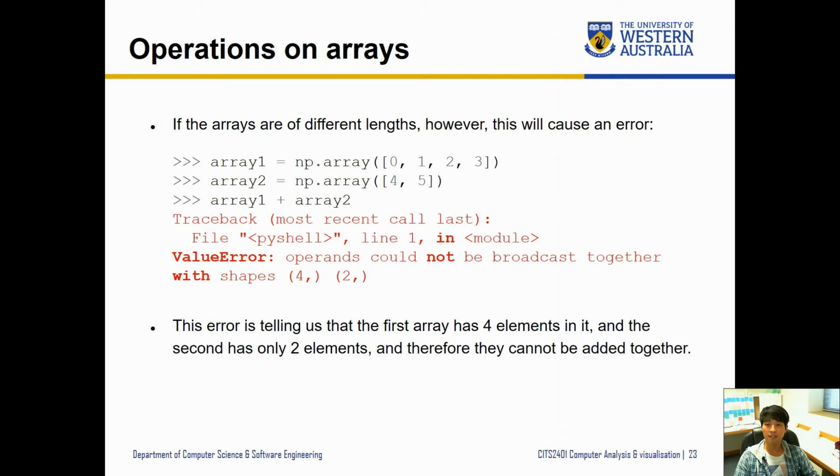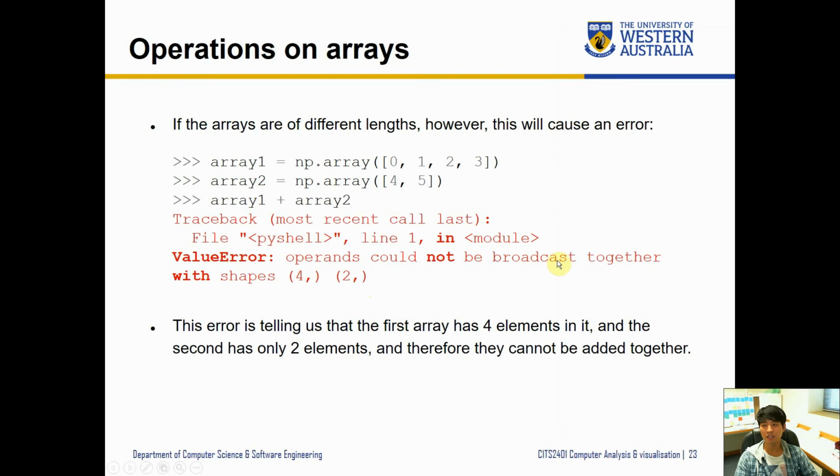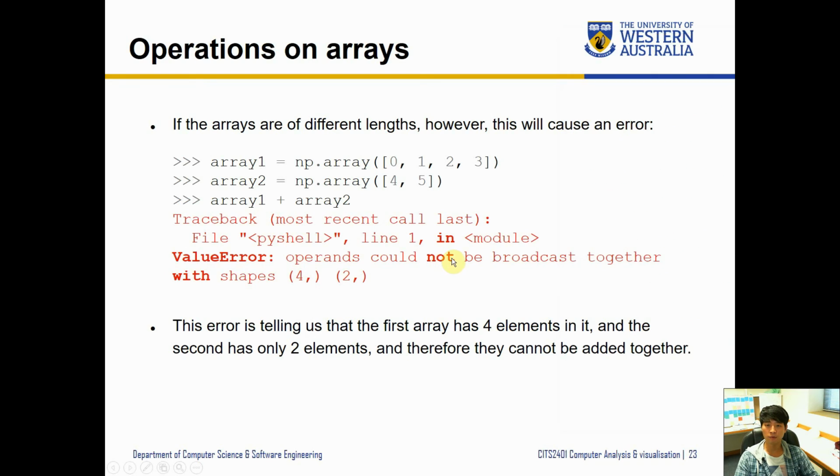If the sizes don't match up, then it's going to give us an error. So just have a quick look: redefine array 2 with 4, 5, run it, and then do array 2 minus array 1. Then it's going to complain that it can't do these operations together because the shapes of these two arrays are of different size, 4 and 2. So do remember that if you do array and array operations, the sizes must match.